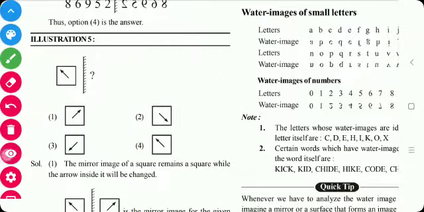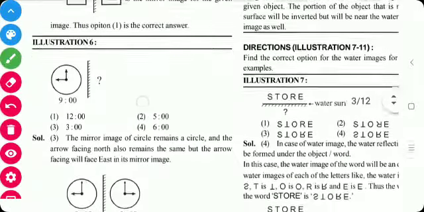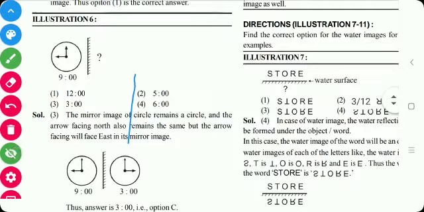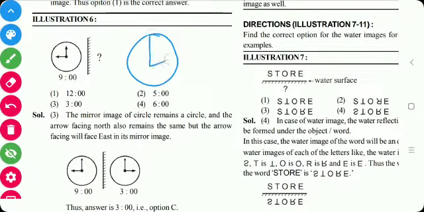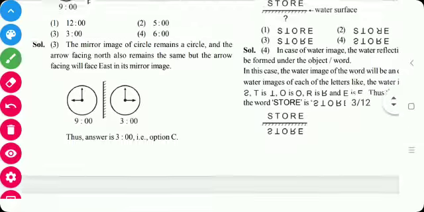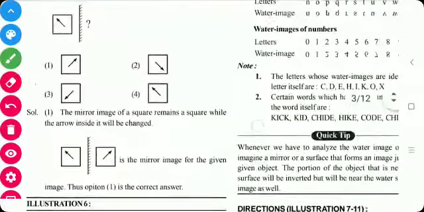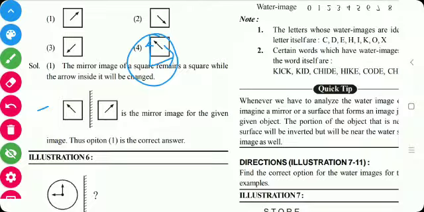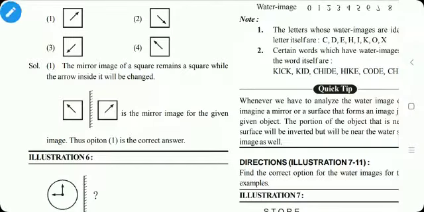Next, the mirror image of this clock: as it is 9 o'clock, it shows 3 o'clock. So the mirror image of this is this 3. So the answer is 3 here. Now we will solve the examples of the exercise in the next section. So thank you so much.